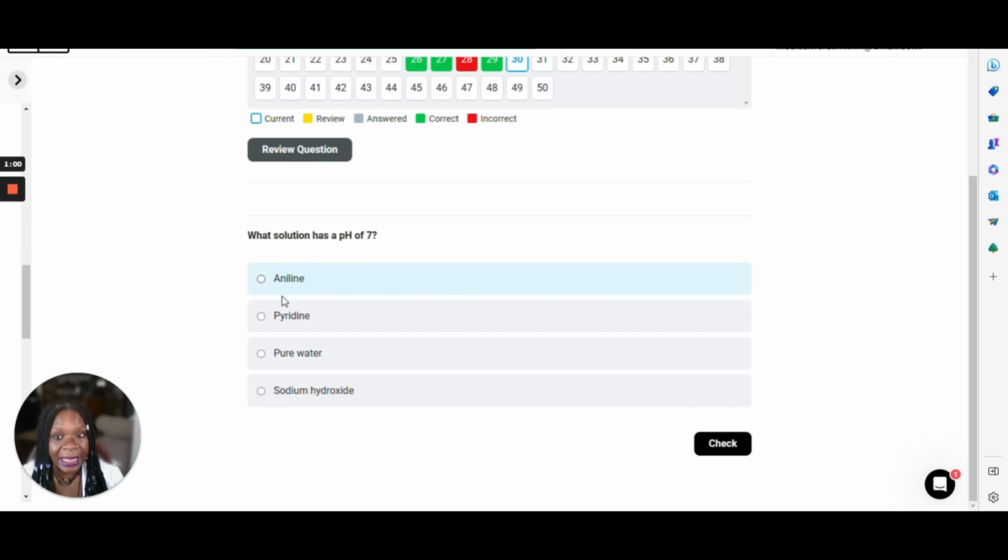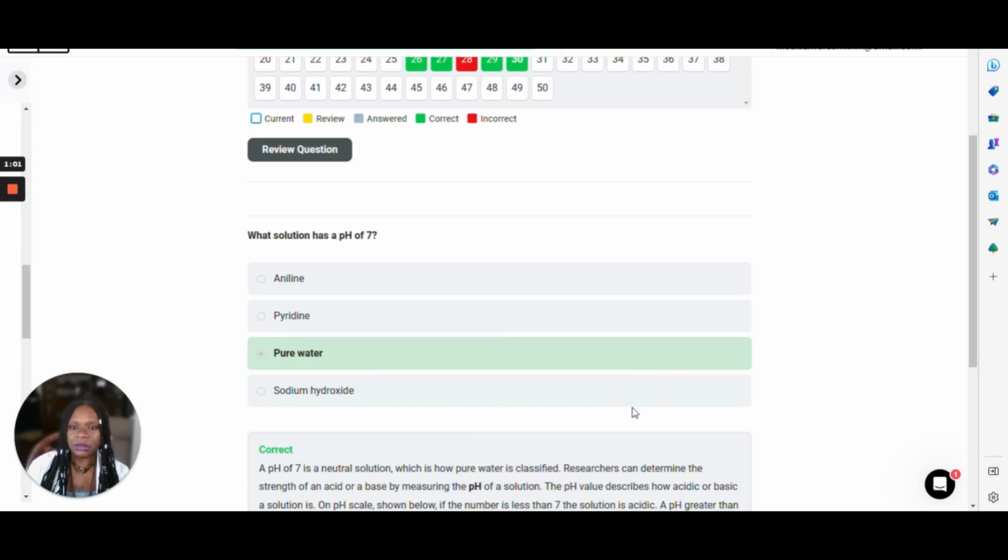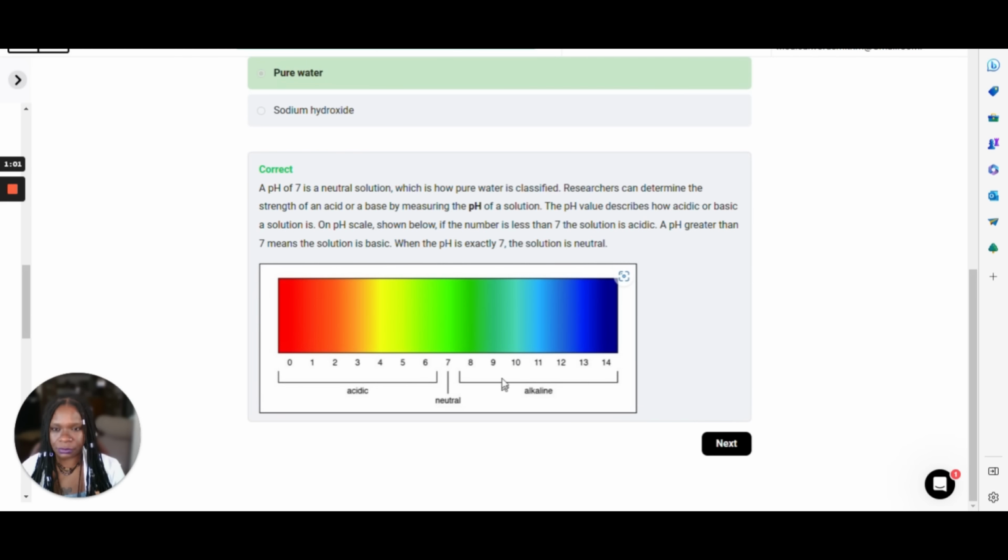Okay, which solution has a pH of 7? Is it aniline, pyridine, pure water, or sodium hydroxide? When you learn about acids and bases, we learn that a pH of 7 is going to represent pure water. So we're going to go with that one. A pH of 7 is a neutral solution, which is how water is classified. Researchers can determine the strength of an acid or a base by measuring the pH of a solution. So we know if it's below 7, it's going to be acidic. If it is above 7, it's going to be alkaline.